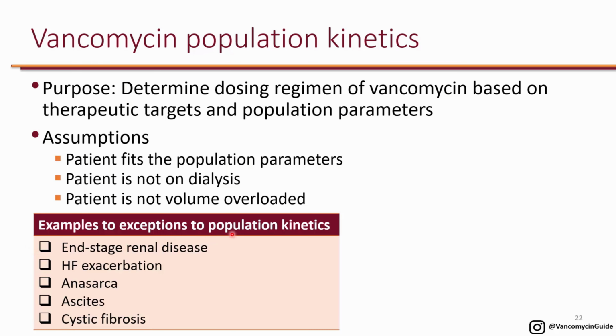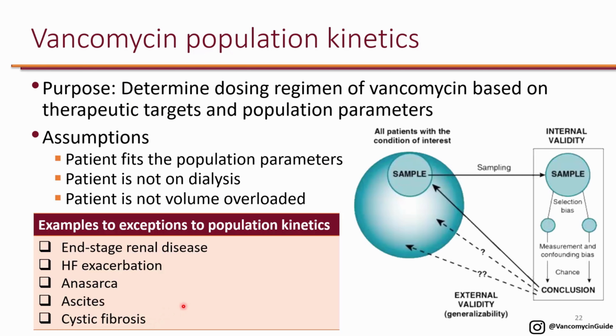Some examples of exceptions to population kinetics include end-stage renal disease. These population kinetics don't apply to end-stage renal disease. They also don't apply to heart failure exacerbation. They do not apply to anasarca, which basically means volume overload in the entire body, ascites, which happens in patients with cirrhosis, so that's also fluid retention, and cystic fibrosis. All of these affect the fluid status of the patients, which affects vancomycin volume of distribution.